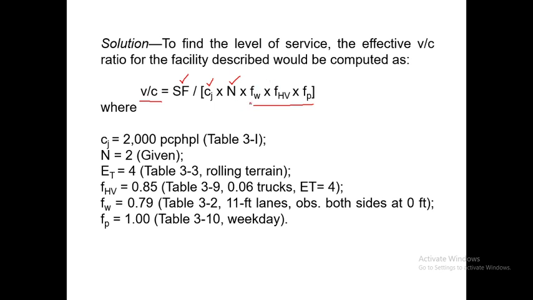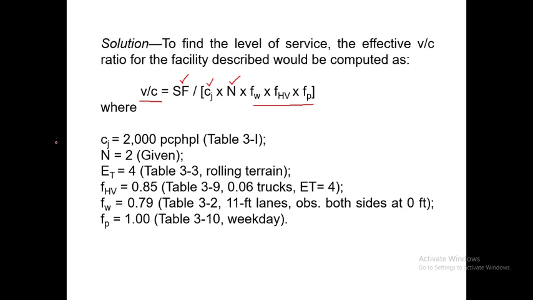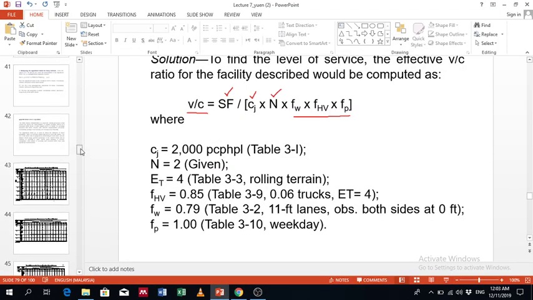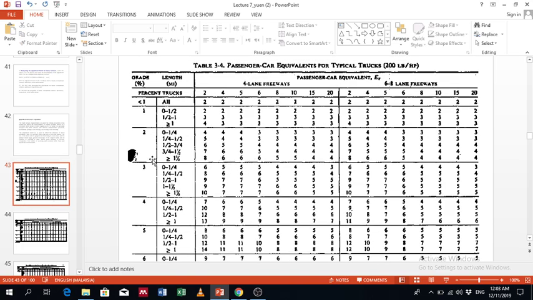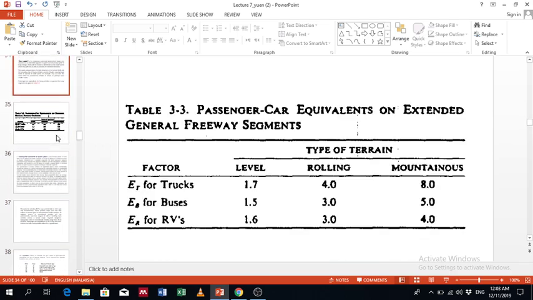What is FW? For FW, you have to go to table 3.3. Okay, table 3.3. You remember? This is table 3.4. Just showing you here.